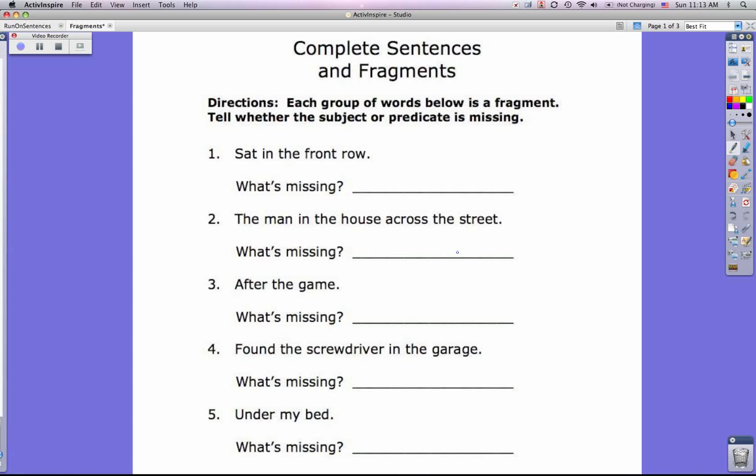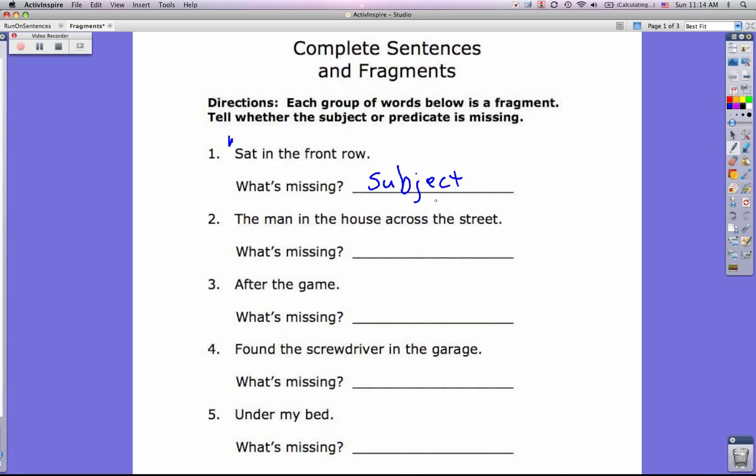Number one, sat in the front row. That is not a complete sentence. What we need to do is add a subject onto the beginning, like I sat in the front row. So what's missing is the subject of the sentence.